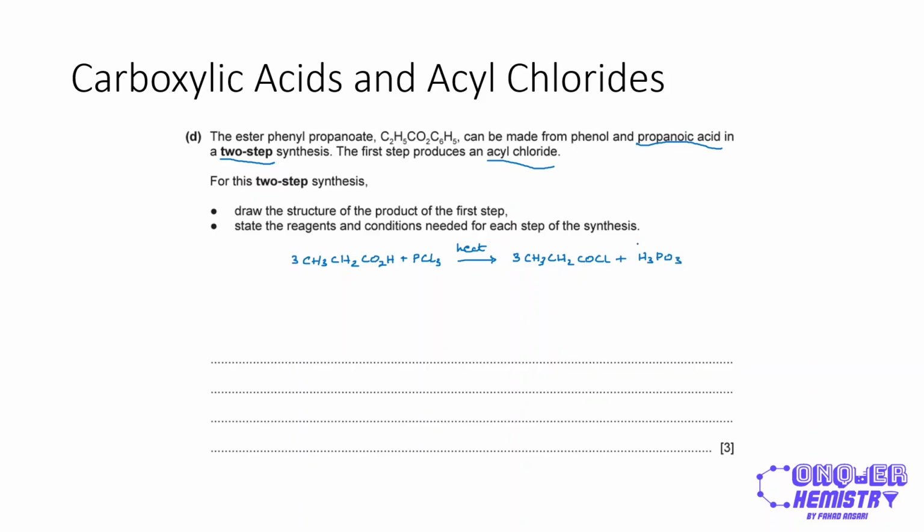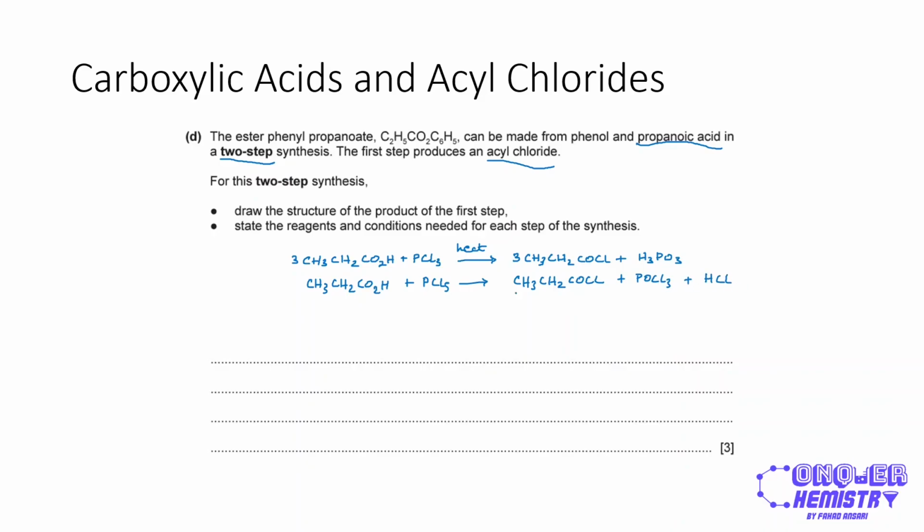Right. Another possible case is if we were to react propanoic acid with PCl5. Now PCl5 does not require heating, but it will only convert 1 mole of the carboxylic acid into 1 mole of the acyl chloride, and you're going to get 2 other byproducts. One of them is going to be POCl3, and the other is going to be HCl, right?